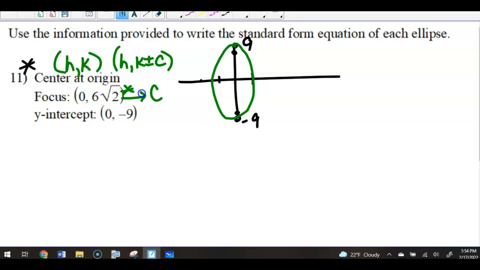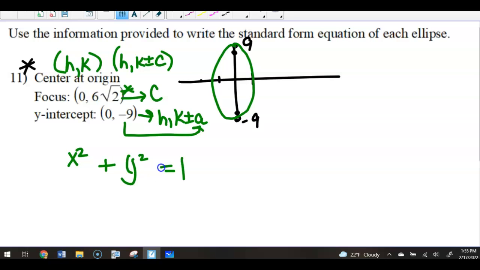I'm trying to do this more recipe-ish for some of you. Okay, and this then becomes a vertex, and the formula for vertices is h, k plus or minus a, and a is going to be 9 because h and k were 0. All right, knowing all this, my formula says x minus h squared plus y minus k squared equals 1. And this guy is going to be over b squared. And this guy is going to be over a squared. But we just figured out that a was 9.